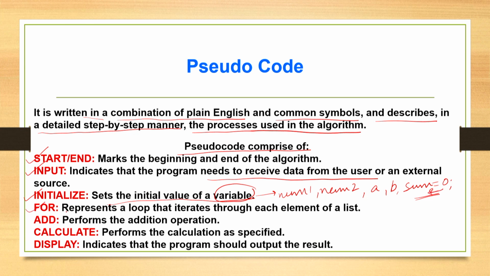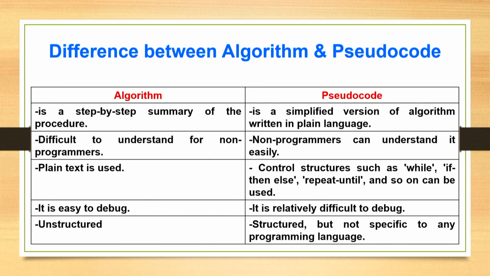For represents a loop that iterates through each element of a list, that I will discuss in detail in my later examples of algorithm and flow chart. Add is simply what? It performs the addition operation. Calculate simply performs the calculation as specified, and display is the same as the print in the case of your algorithm and the flow chart.